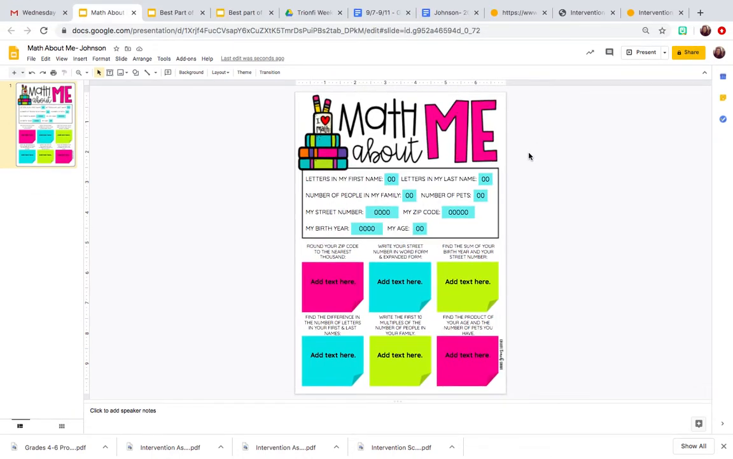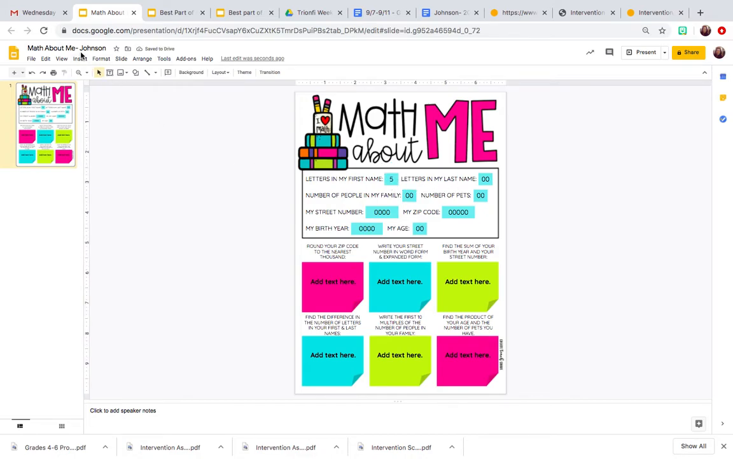Math about me. Okay, so the first thing we're going to do is look from the top to the bottom, and then we're going to go ahead and solve some of these math problems. Okay, so the letters in my first name. My first name is Megan, so M-E-G-A-N. Megan has 5 letters in it, so I'm going to go ahead and click the box and put a 5 there.